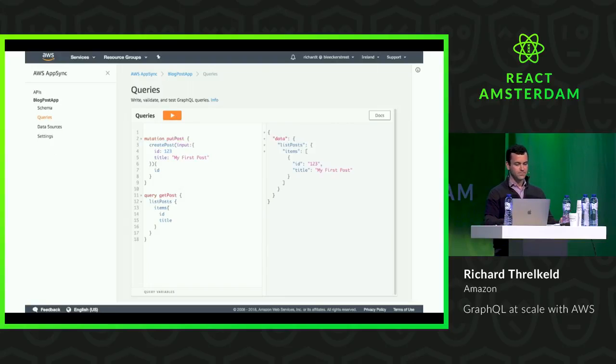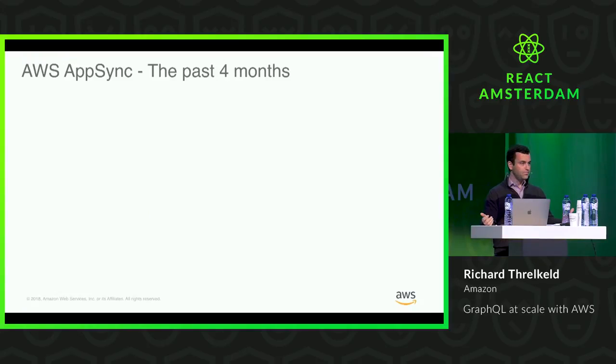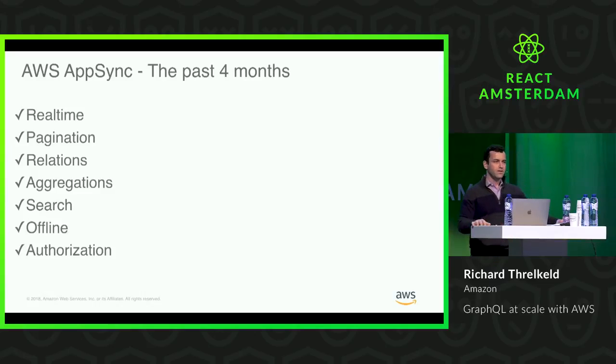Cool, get some results. So in the past 4 months since we launched this, what did we release in this timeline? Well, the first was some of those capabilities at re:Invent, the conference that we announced at in November. So real-time, pagination, aggregation, search, offline, all out of the box. We had a couple of interim releases since then. This was still under the guise of a preview release that we released to the public.